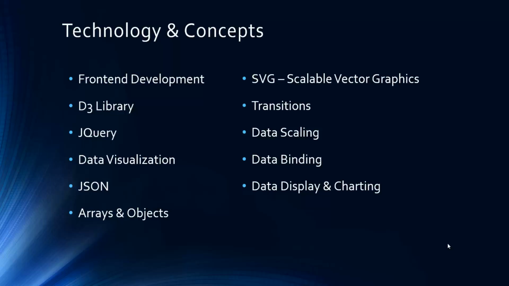So some of the technology and concepts that will be provided throughout the course: front-end development, so HTML, CSS, JavaScript, obviously the D3 library, jQuery, data visualization. D3 is all about visualizing data. JSON, which is JavaScript Object Notation. We'll be dealing with JSON objects, arrays and objects. SVG, which is scalable vector graphics. D3 relies heavily on SVG for complex shapes. Transitions, data scaling, data binding, and also displaying and charting data.